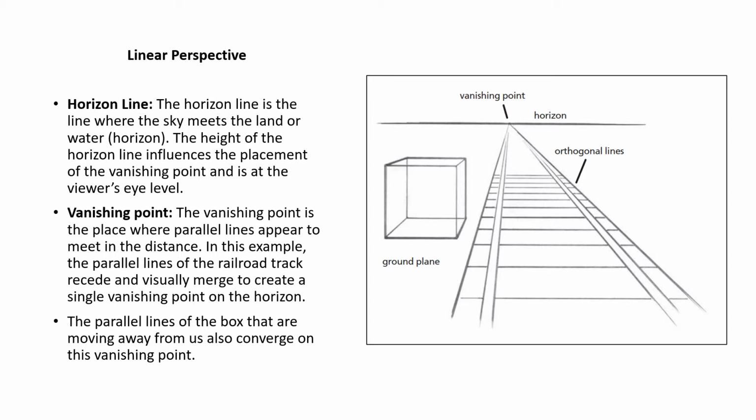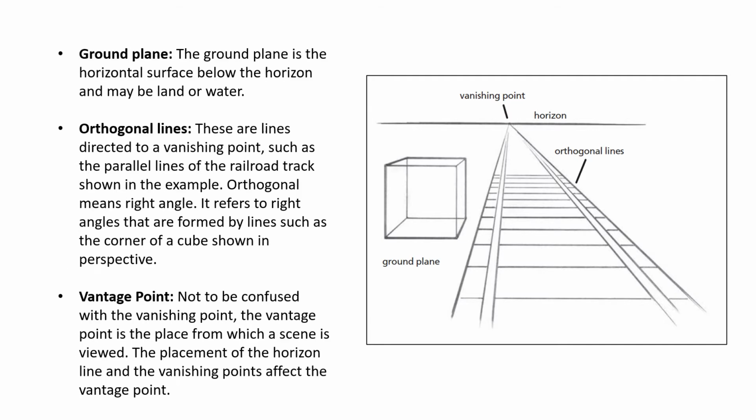In this example, the parallel lines of the railroad track recede and visually merge to create a single vanishing point on the horizon. The parallel lines of the box that are moving away from us also converge on this vanishing point. Ground plane. The ground plane is the horizontal surface below the horizon and may be land or water.